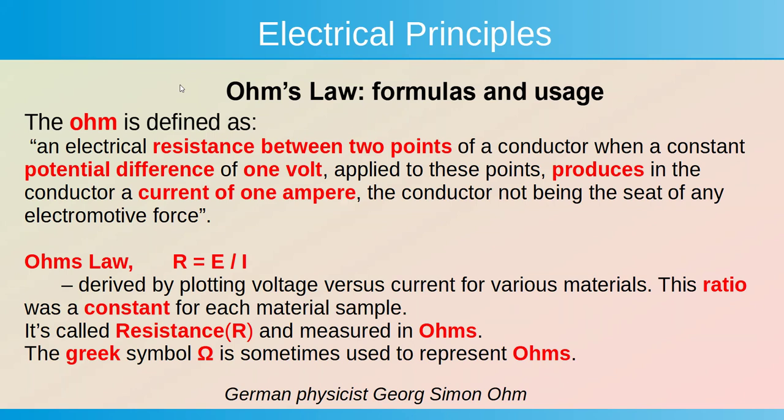The real definition is there. You don't have to actually remember that one, but that's how it's defined: the resistance between 2 points, when a constant potential of 1 volt is applied, produces a current of 1 ampere. And then they go on to say, conductor not being the seat of any electromotive force. It means there's no other battery or any kind of external force in that circuit.